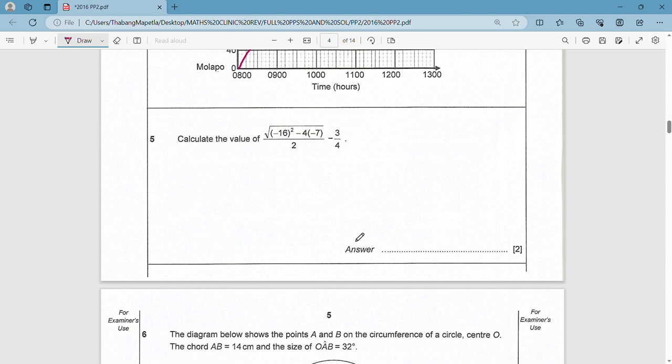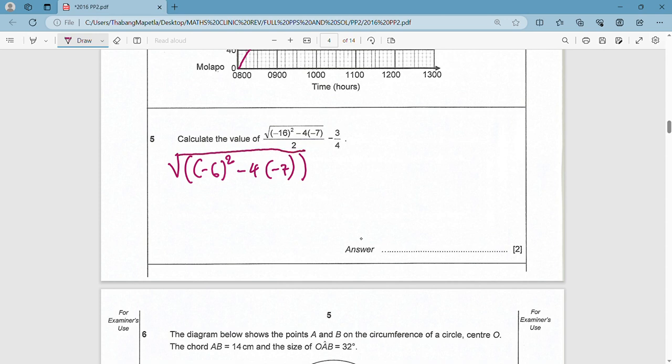And then question number 5 says calculate. When it says calculate like this, it is really just testing you on how to use a calculator. So maybe let's punch the first part alone. It's going to be root. Punch it like this: root, open bracket, -6, close bracket, squared, minus 4, open bracket, -7, close bracket, for that root.